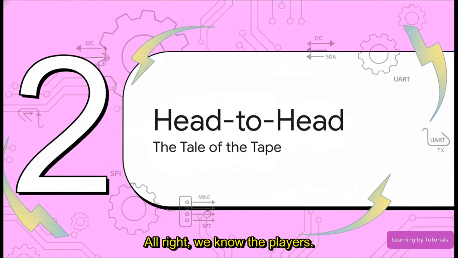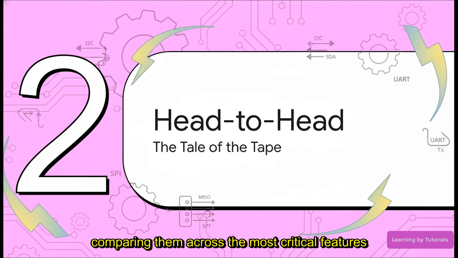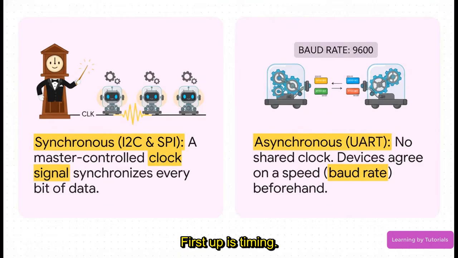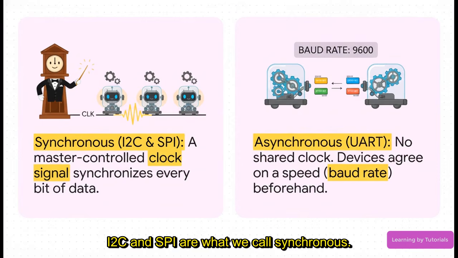All right, we know the players. Now it's time to put them in the ring. Let's look at the tale of the tape, comparing them across the most critical features to see where each one really shines and where they kind of fall behind. First up is timing. I2C and SPI are what we call synchronous.